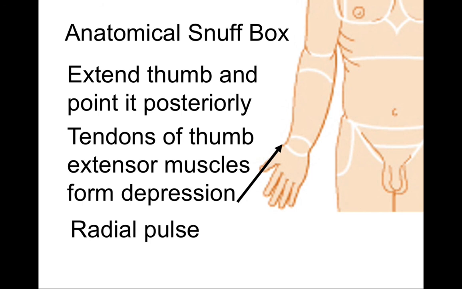The next surface anatomical structure that we'll find on the body is the anatomical snuff box. This fun little anatomical structure can be found when the thumb is extended and pointed posteriorly. The tendons of the extensor muscles coming down from the forearm will form a tiny indentation in which you can feel the radial pulse. I will let your imagination wander just a little bit about how this structure got its name.